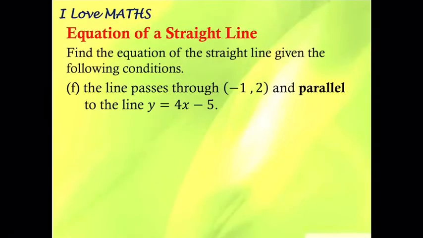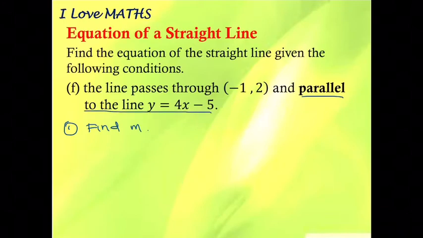For the sixth example, the line passes through -1, 2 and is parallel to the line y equals 4x minus 5. The first step is again to find the value of the gradient. Since the line that is unknown is parallel to the given line y equals 4x minus 5, whatever is the gradient of this line is also the gradient of the line that we're looking for. So here, the gradient of the line y equals 4x minus 5 is 4.